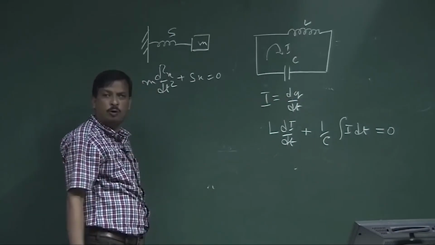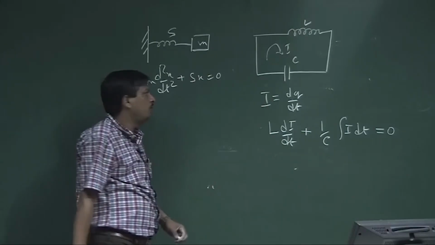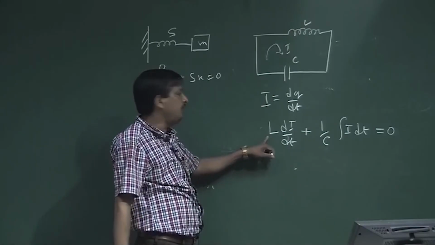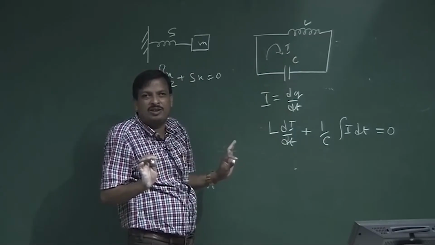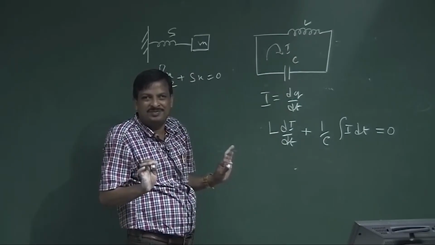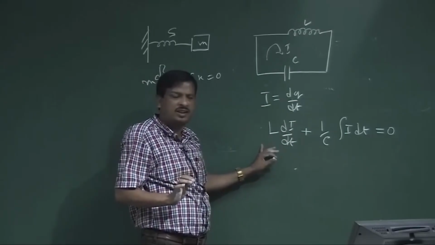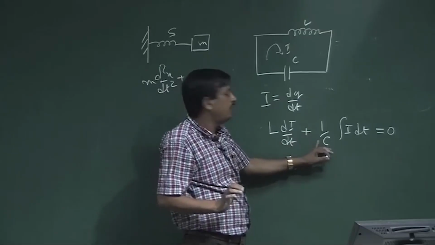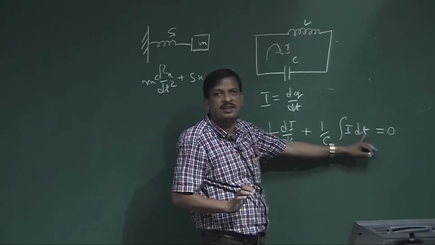That is called the Kirchhoff loop rule, you know that. If there is no variation in the current, the voltage across the inductance is 0. If there is a variation in the current, then there is a voltage across the inductance. The capacitance stores the charges, so it is 1 by C integration of I dt.